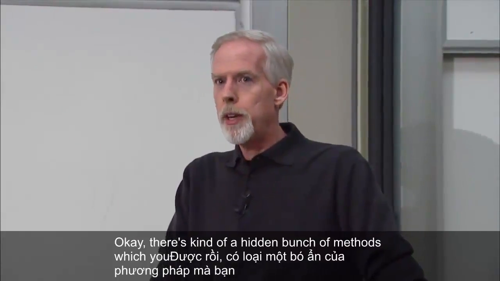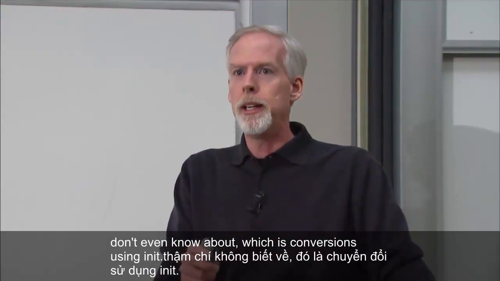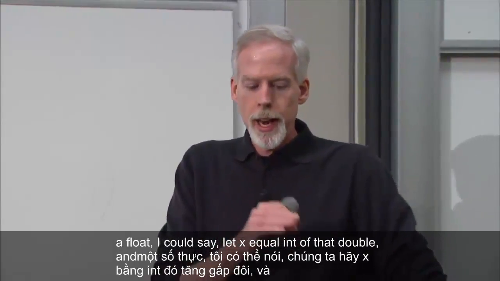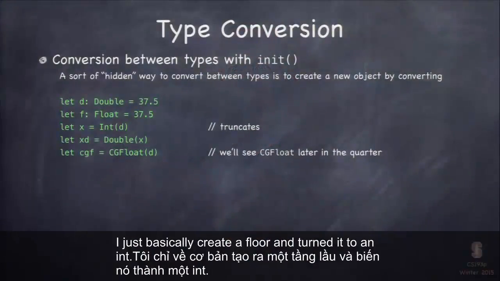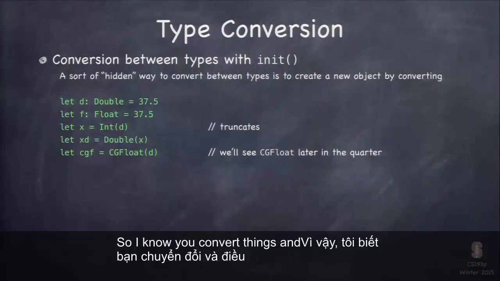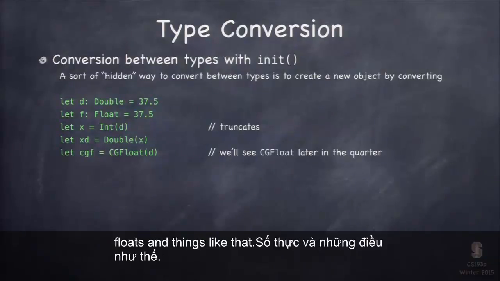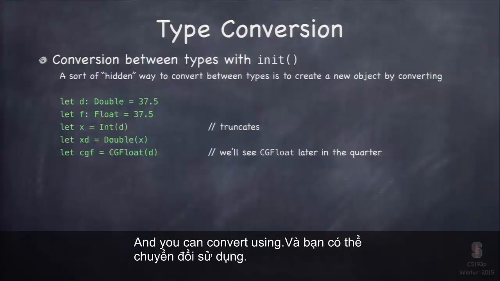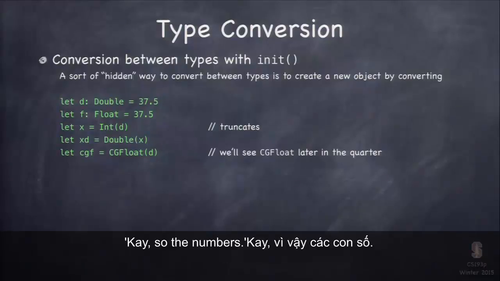There's kind of a hidden bunch of methods that you don't even know about, which is conversions using init. So, for example, if I had a double, I could say let x equal Int of that double. And I just basically created a floor and turned it into an Int. So I converted it. So you convert things from one type to another. It makes total sense with the number values like ints and floats. And you're going to see CGFloat next week. That's another kind of floating point number. And you can convert using, there's no toInt or anything. You just create a new one with the initializer, okay, so the numbers.